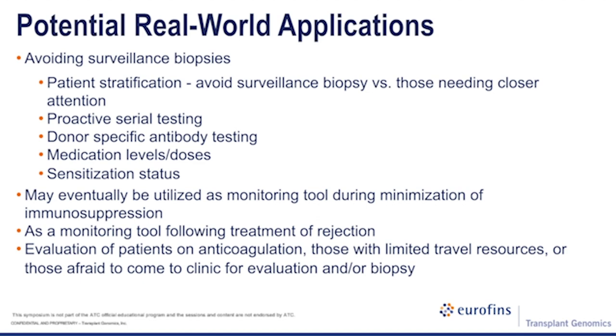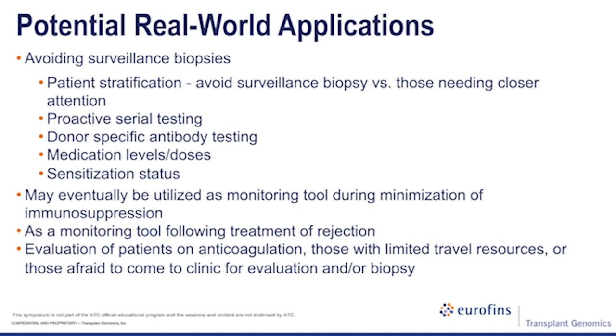So you've had your transplant, and maybe you don't have a lot of risk factors for immunologic injury. Maybe we could just keep checking a TruGraf to make sure we're doing the right thing by cutting back on the medicine. Could we use it as a tool following the treatment of rejection? Somebody's not TX, we do a biopsy, they have rejection, we treat them, and then we could monitor them afterwards and make sure they're TX afterwards.